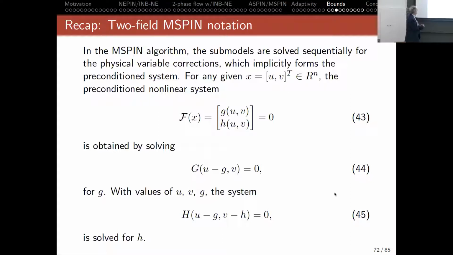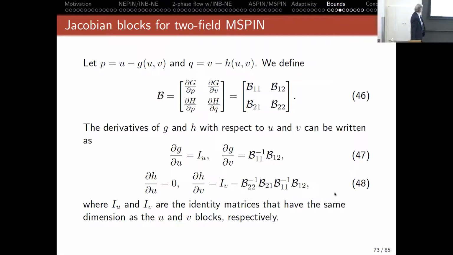And that's something that there's machinery to monitor, inherited from this overall method. So I bring you back to the script F, which is composed of the corrections, little g and little h, to the original problems, capital G and capital H. And we'll be able to infer the convergence of the state variables u and v on the basis of the corrections g and h with some Jacobian block manipulations.